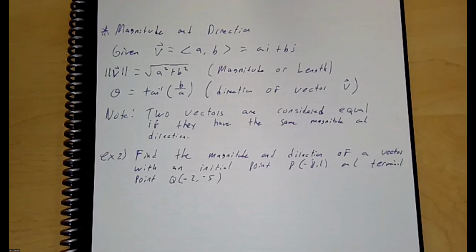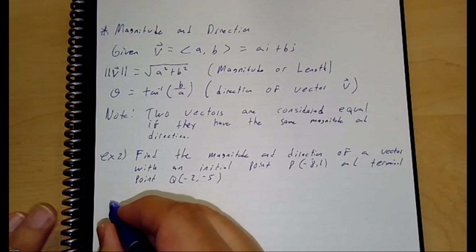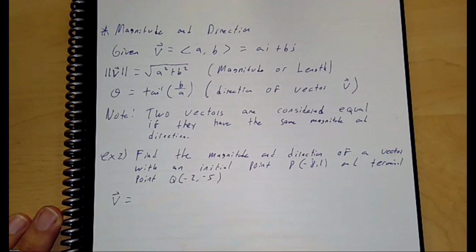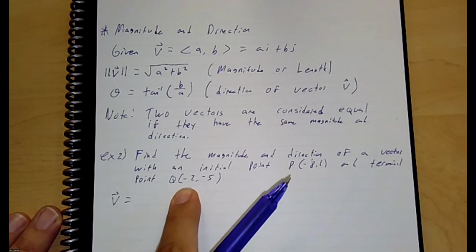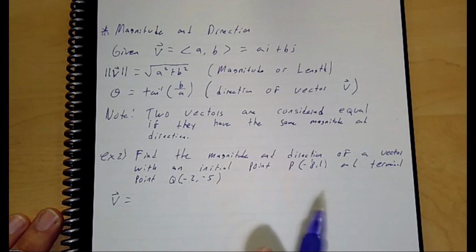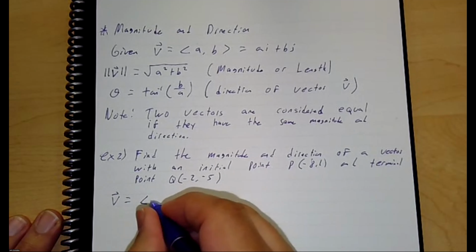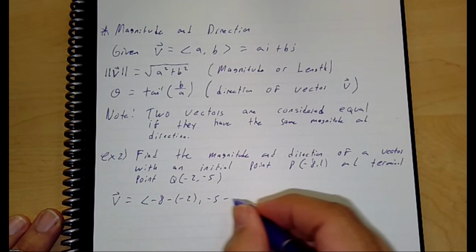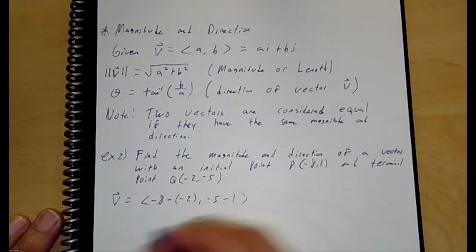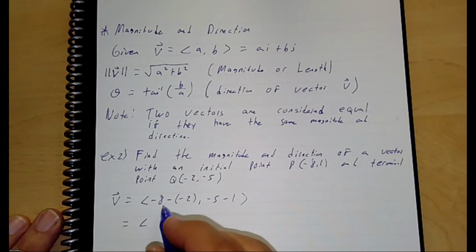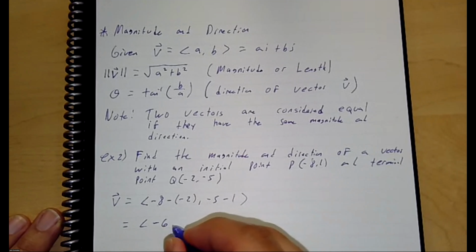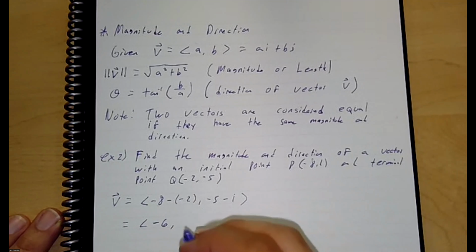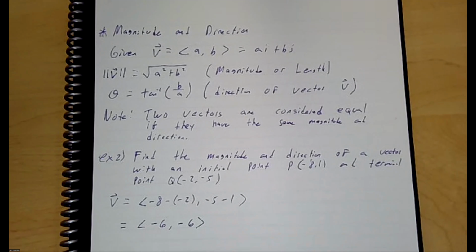All right. So first thing you need is find the position vector. So V is equal to the terminal point minus the initial. So -8 minus a -2, and -5 minus a +1. There you go. Which will be -2, -8 plus 2. -5 minus 1, that is a -6. Let me double check everything.